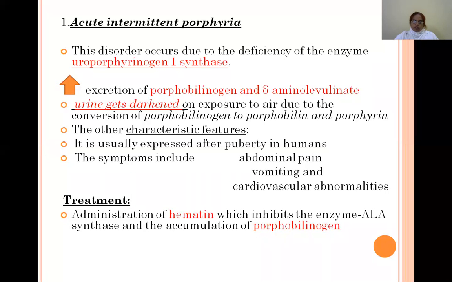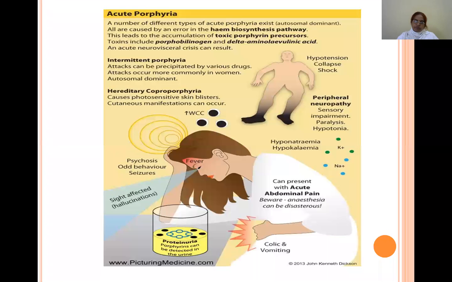Now see the treatment: administration of hematin, which inhibits ALA synthase and the accumulation of porphobilinogen. Here it is, acute intermittent porphyria. Symptoms are acute abdominal pain, colic and vomiting, and urine discoloration. Here, urine color and sight are affected, with psychosis and odd behaviors, seizures, and fever. These are the symptoms.